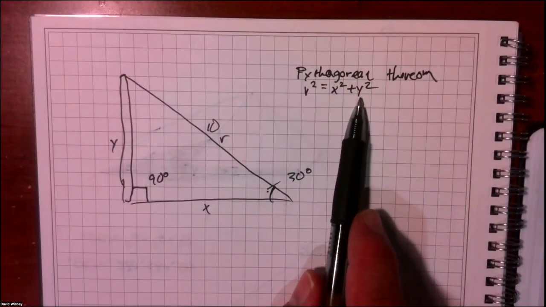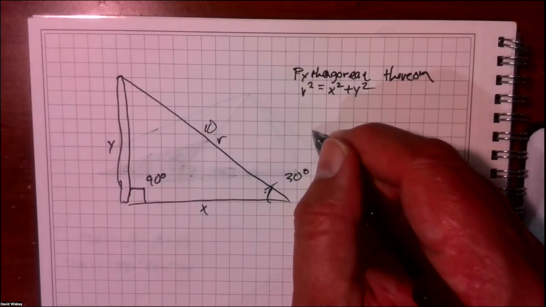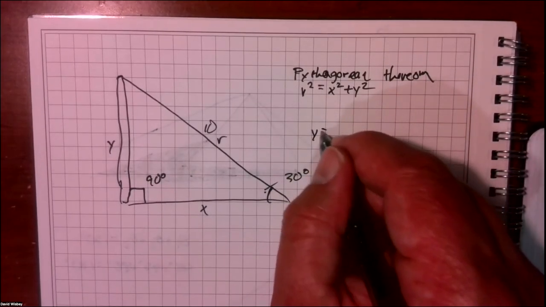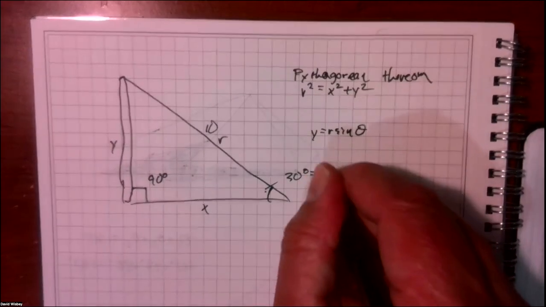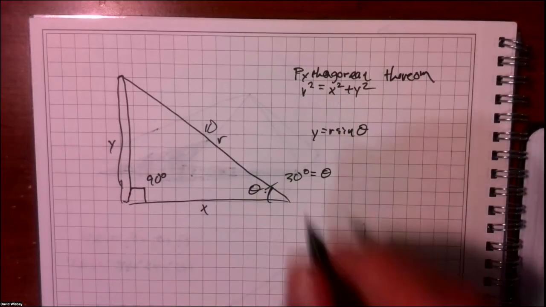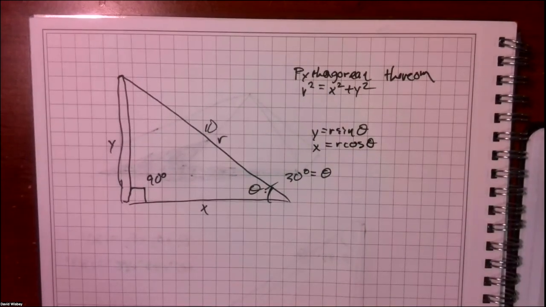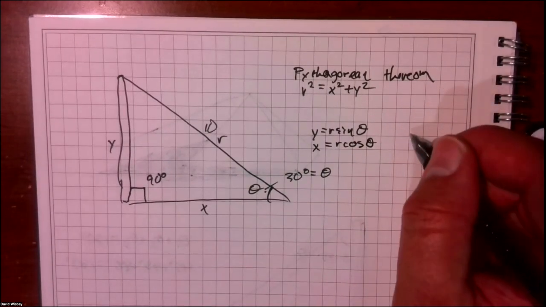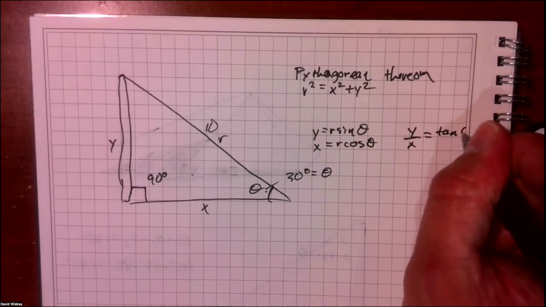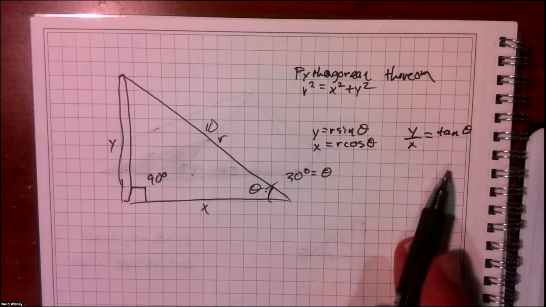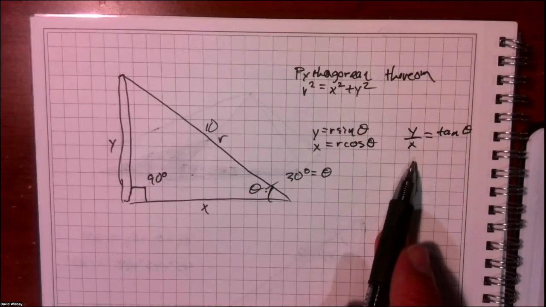All right. So this is important. And we've also got sine and cosine. And so we know that y, the opposite side, equals r times sine of theta. And that's this angle here, theta. So theta is on this side of my triangle. And then we've also got x equals r cosine of theta. And then finally we have y over x equals tangent of theta. These are very useful. We'll use them a lot in this class, and so you should definitely be familiar with these.